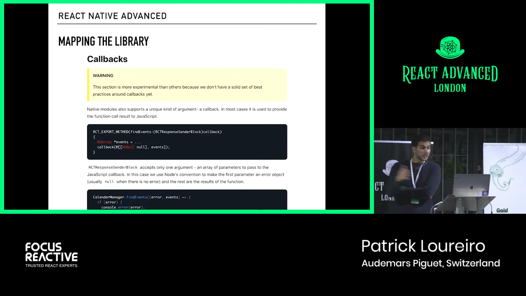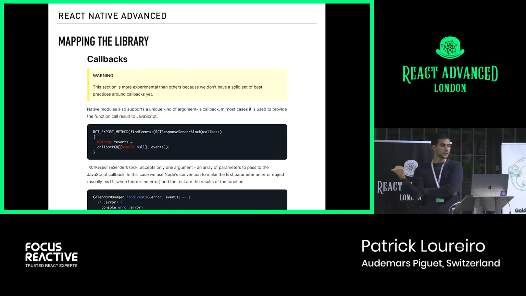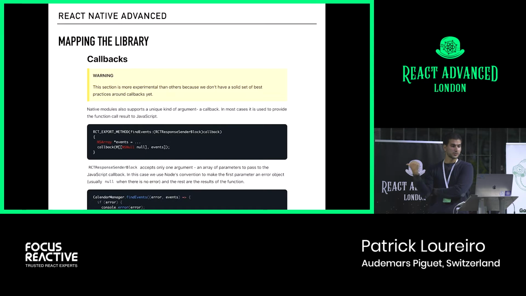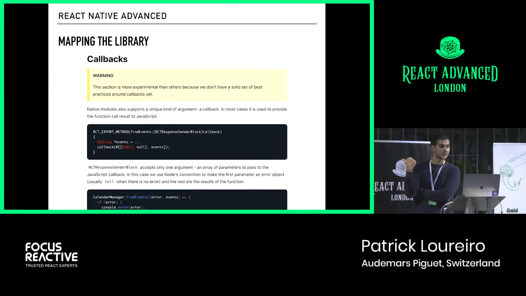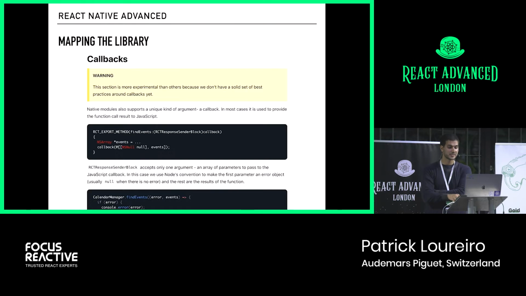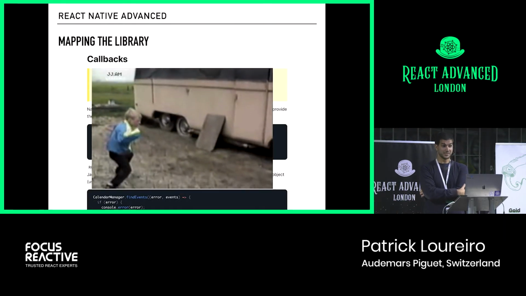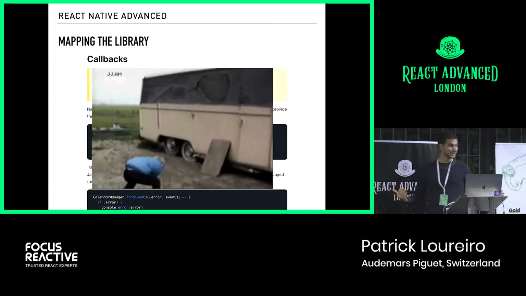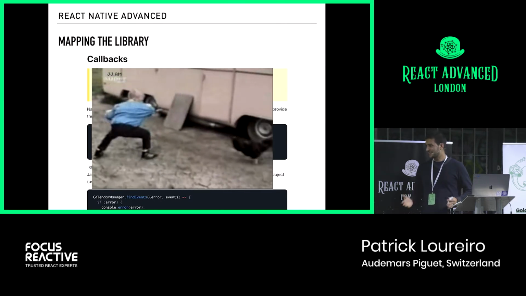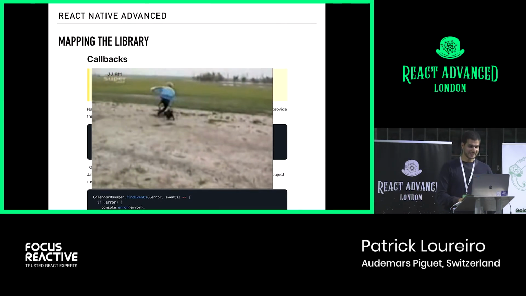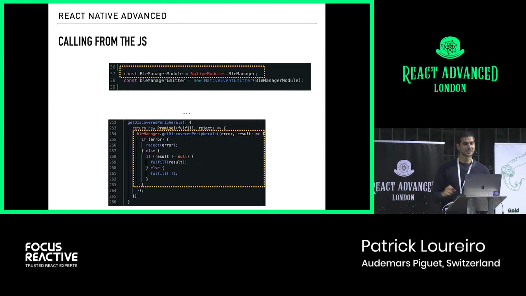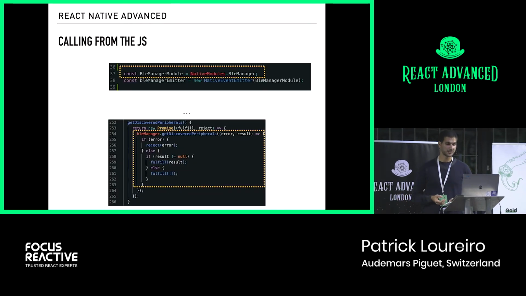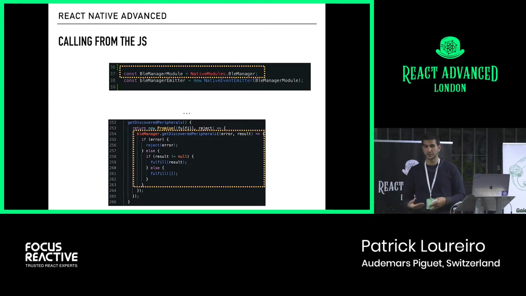But if we go today, still, two years ago it was the same. If you go to the documentation on the React Native site, you see this warning: this section is more experimental than others because we don't have solid best practice around callbacks yet. So for me, this looked scary because I was like, okay, where am I going, what am I going to do? This was really scary, and I started running away. But at the end, it worked pretty well, and I didn't see what they are referring to in the docs, maybe another use case, but for our use case, it works pretty well. We didn't find any issue with that.